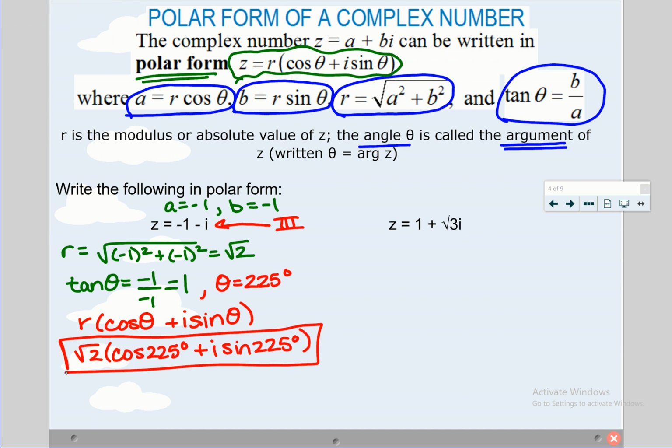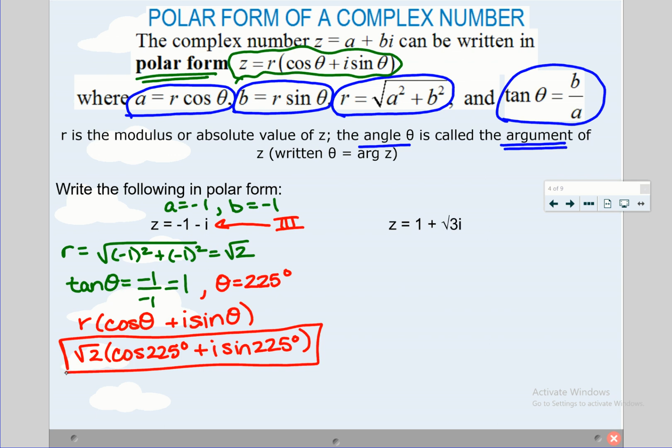Now, could I simplify this? Yes. And if you simplify it, we'll do that on the next page, you actually just get right back where you started. If you simplify it, you'll get -1 minus i. So that's how you can check your answer. But we want it in this form for some other calculations, and you'll see what those are in a minute.